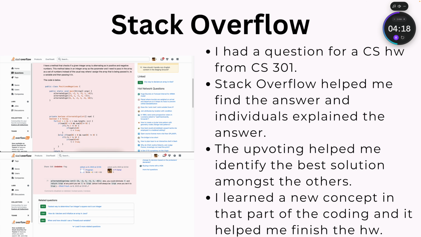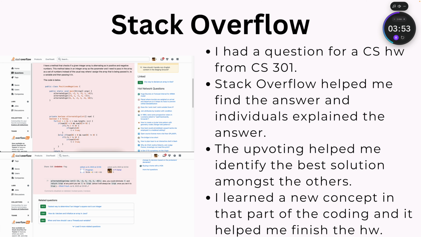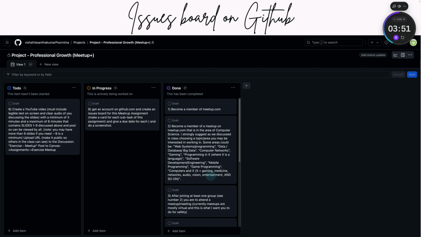Another resource that he talked about, that I also used before for homework help for my data structures and algorithms class, was Stack Overflow. I posted a question about the homework I had, and then I received answers, and people upvoted the right answer. This helped me learn some new things that I didn't know, but also helped me successfully finish the homework.